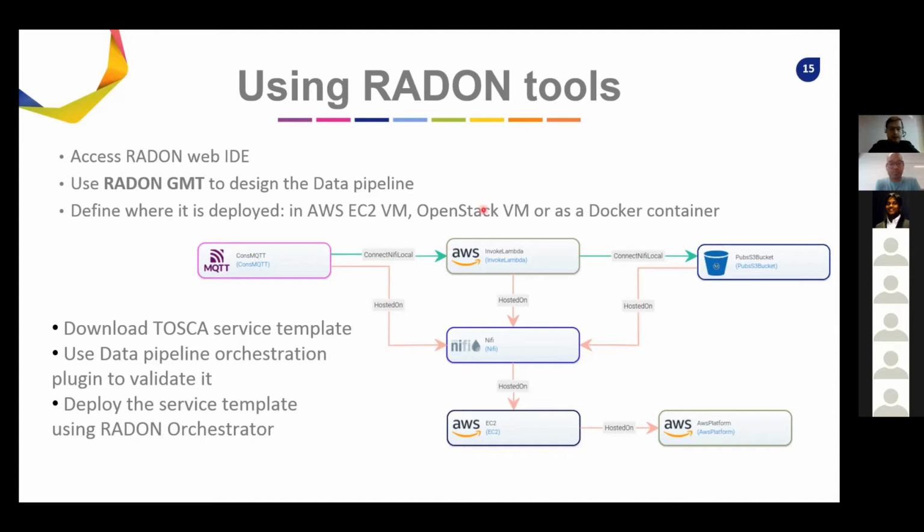Once the user has developed this data pipeline model, they will download the TOSCA service template and use the RADON Data Pipeline Orchestration plugin to validate that they didn't make any mistakes. Then they can deploy the service templates using the RADON Orchestrator. And the RADON Orchestrator is a straightforward orchestrator that does not usually need much other external information to deploy this model other than secrets, such as the credentials from Amazon that you do not want to write directly into the models, but it doesn't need any other implementation details.